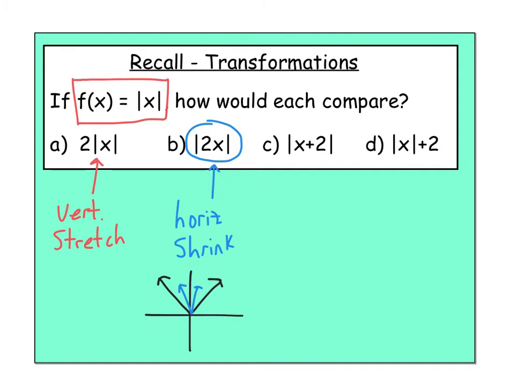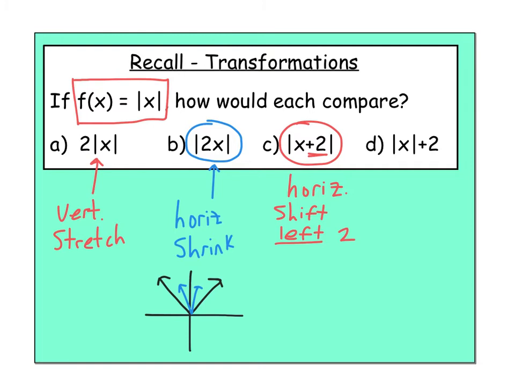Okay, the other options, if you had a plus 2 inside the function, again, it's inside, so it's going to be a horizontal, or an x transformation. Opposite direction though, right? Since this is plus, a positive shift is typically to the right, but in this case, since it's inside, we're going to do the opposite, right? This thing would shift 2 units to the left.